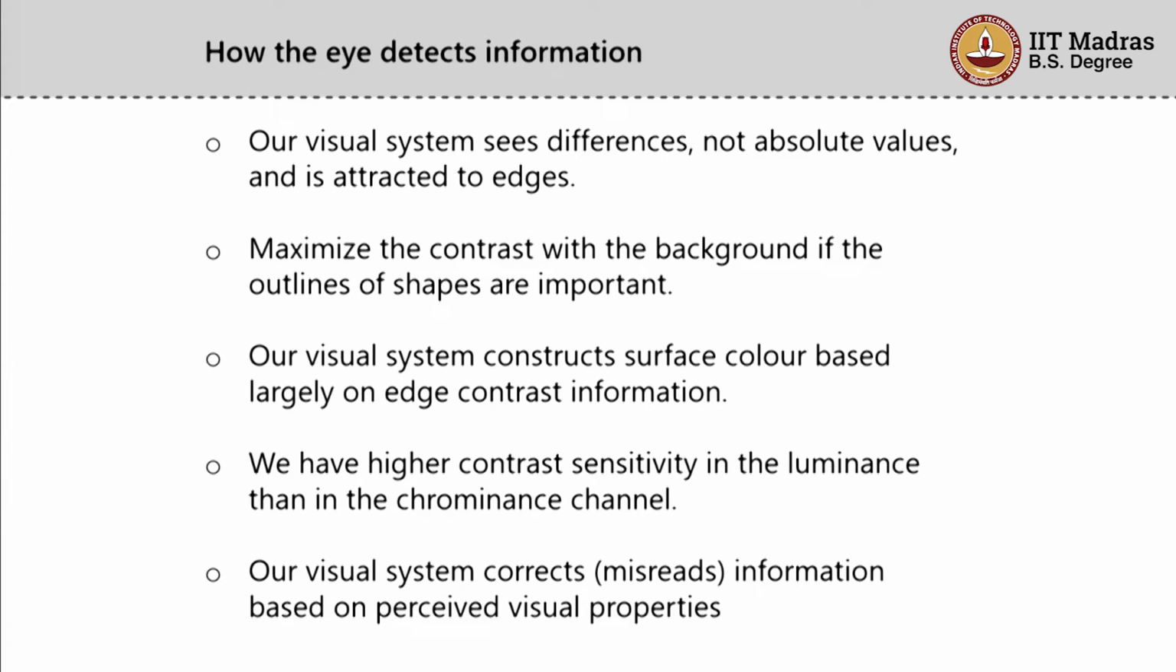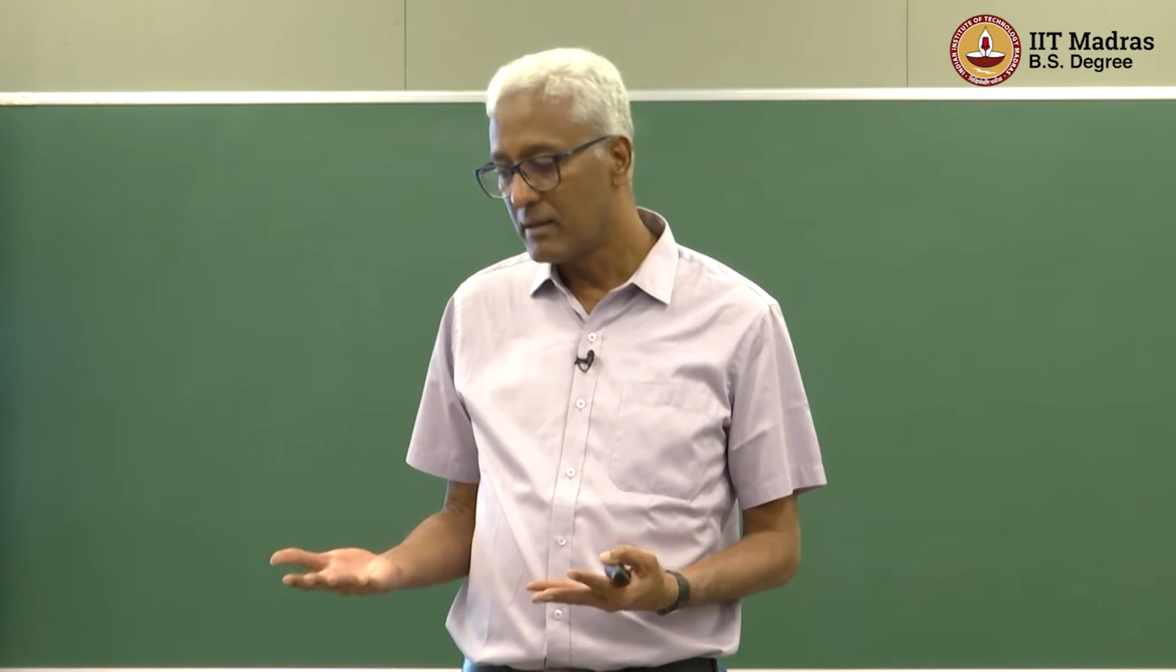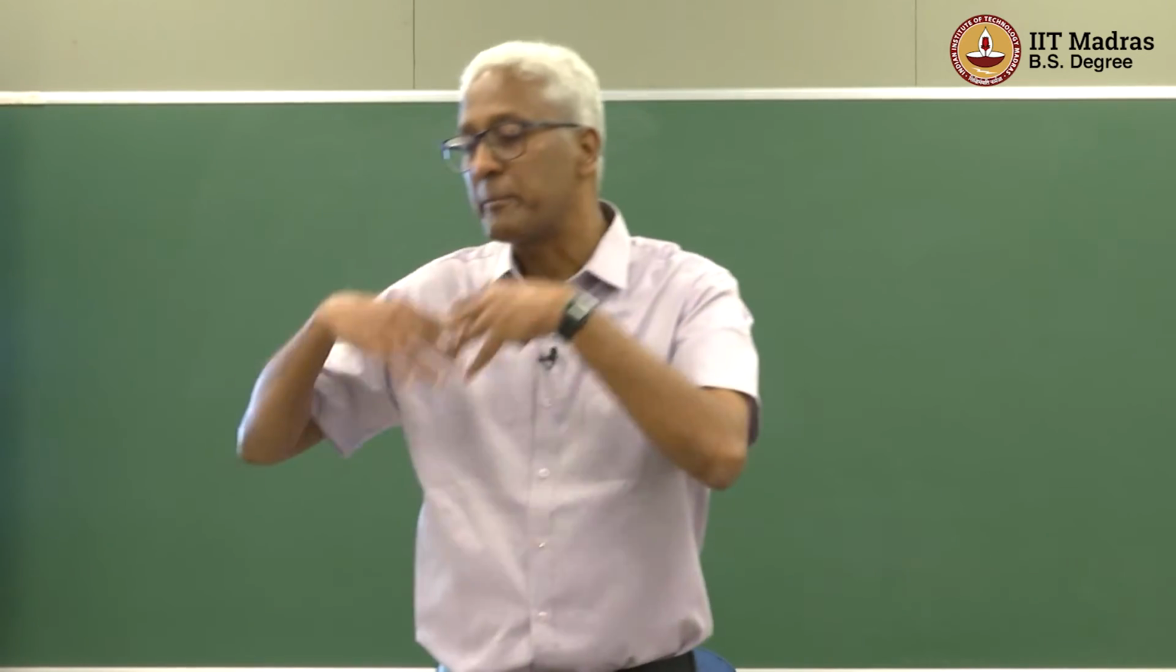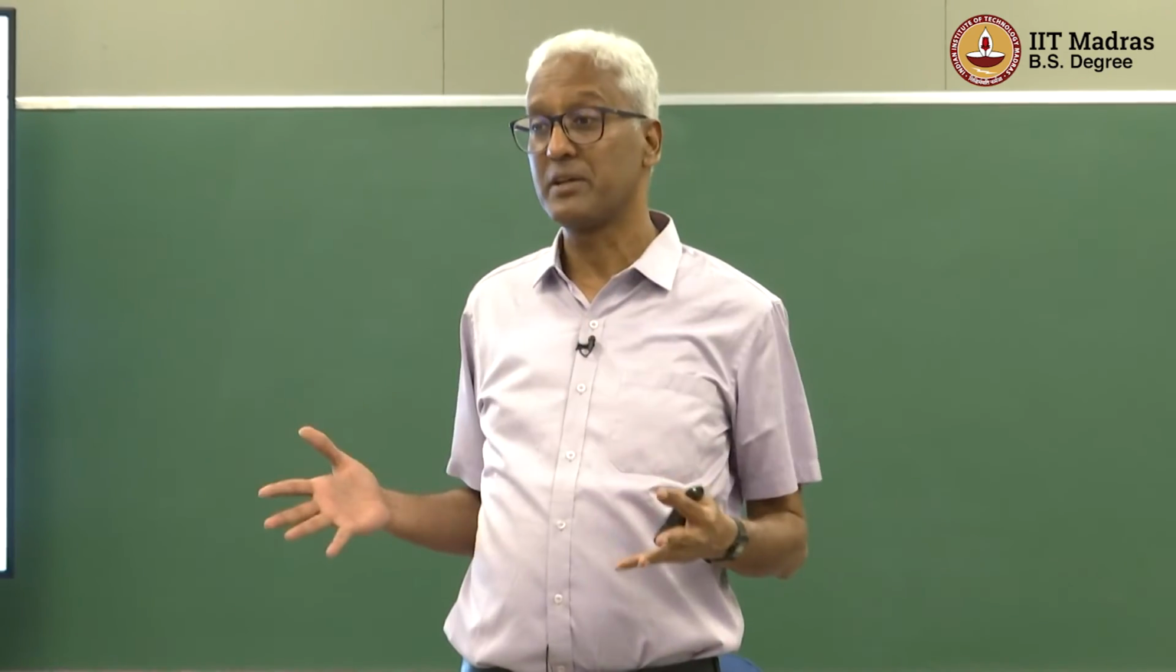So how does the eye detect information? Our eyes see differences, not absolute values, and are attracted to the edges. When I look at the chair, this surface is boring and uninteresting. The edges are where our interest lies. We make out that this is some kind of a table or chair because of our eyes, and this is all happening pre-attentively. We are not thinking about it consciously at all.